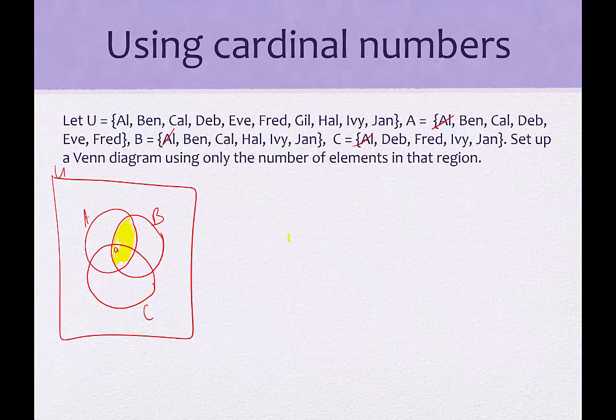So do we have anybody who's in A and B? Ben. So Ben is going to go up here. And Cal is going to go up here. And that's it. Those are the only 2 people who are in sets A and B, but not also in set C. Okay, we're going to do the same thing for A and C.